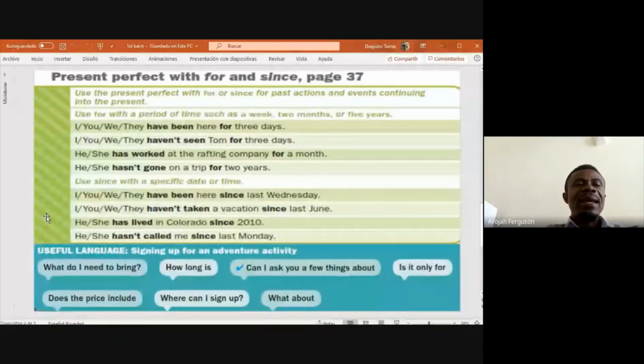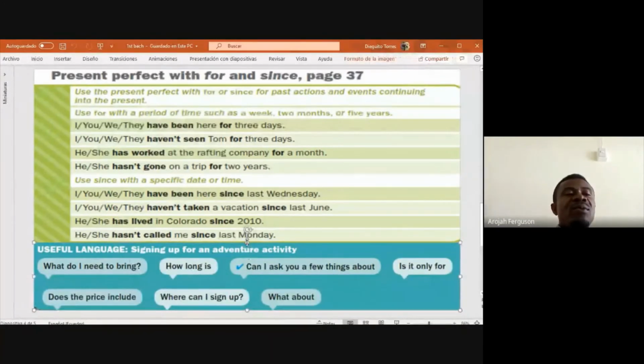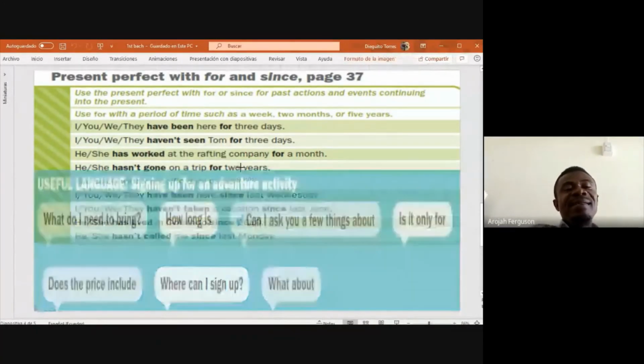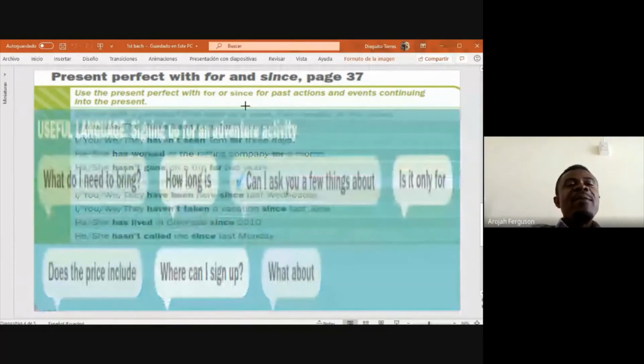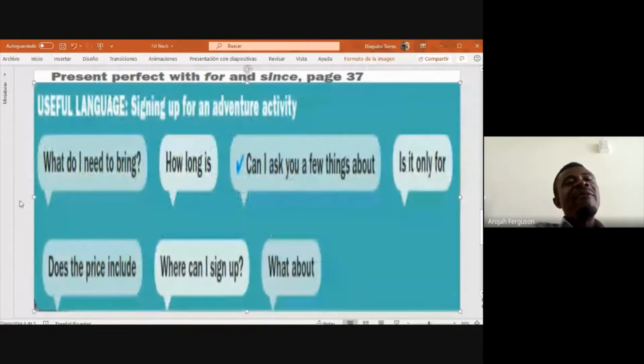Let's move on to useful language. Like I said in the last example, it's a form of conversation and the right words or phrases to use for such a conversation. So you have: what do I need to bring?